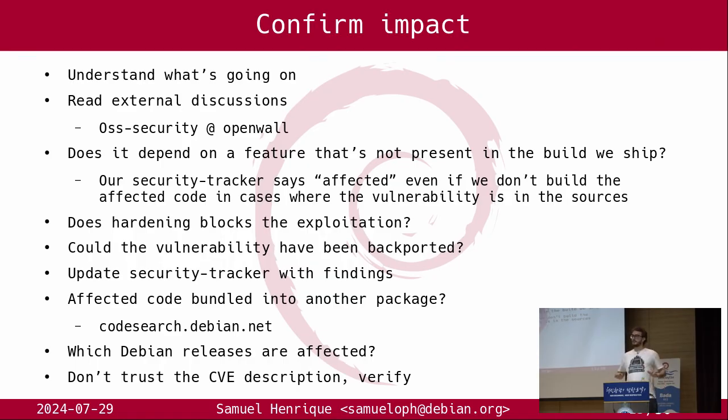If you find anything that is not on the security tracker, send a merge request enriching that information. Anybody can contribute to that, and it's on Salsa. You send a merge request updating that. The documentation on how to do that is on the security tracker.